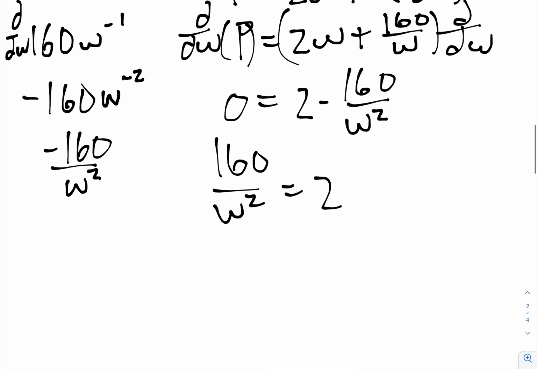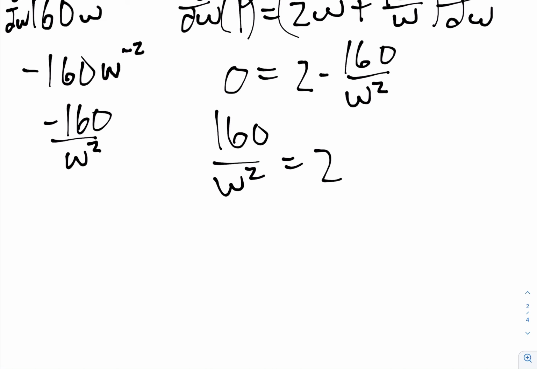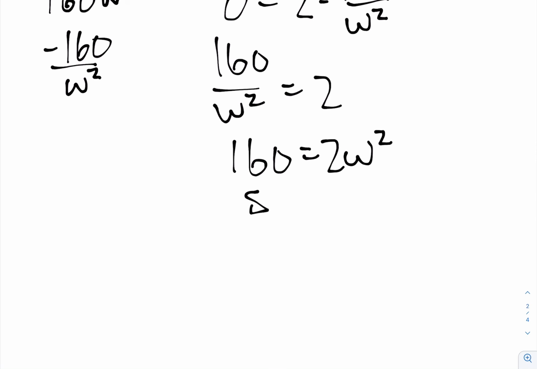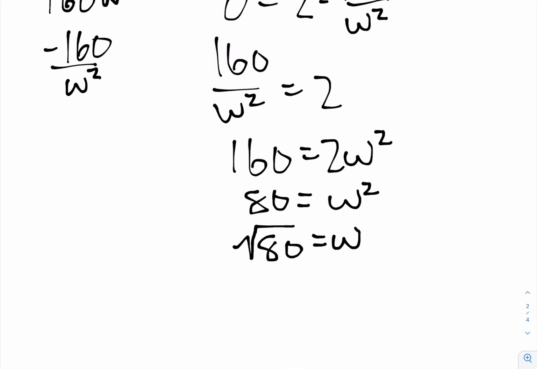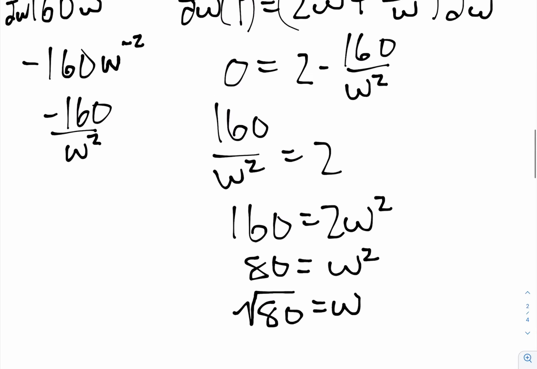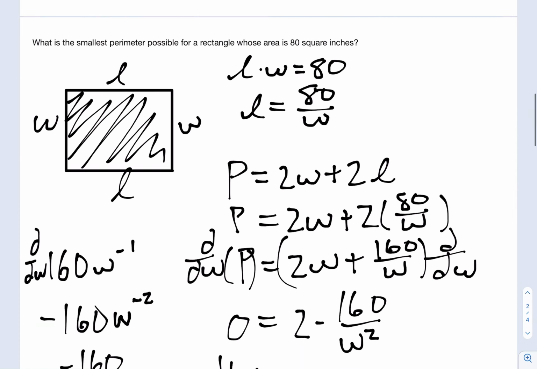And now we can multiply by W squared on both sides. So 160 is 2W squared. We can divide by 2, right? Just trying to whittle it down so we just have the W there. So 80 is W squared, okay? And now if we take the square root of everything, the left and the right, we're going to get the square root of 80 equals W. And notice how I don't have a plus or minus here, because if I said minus root 80, that would imply our width is negative, and we can't have a negative width.